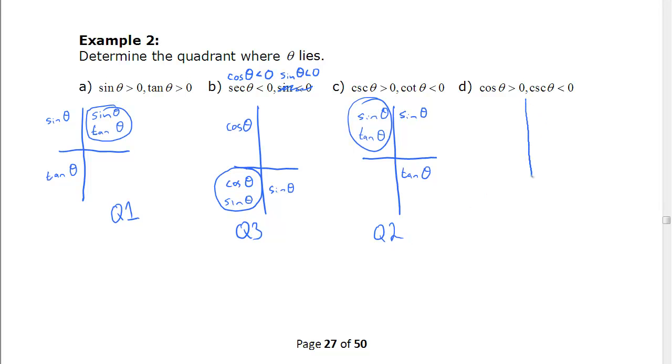The final example, we have cosine positive, so that happens in quadrant 1 or quadrant 4. Cosecant, that's reciprocal of sine, so we think about sine being less than 0, and that happens where y is negative, or in quadrant 3 and quadrant 4. And so the answer for this one must be quadrant 4.